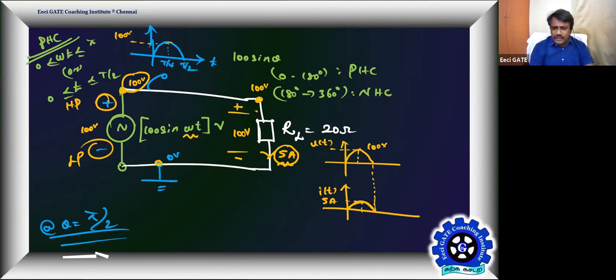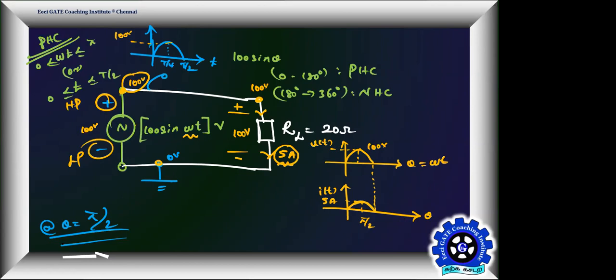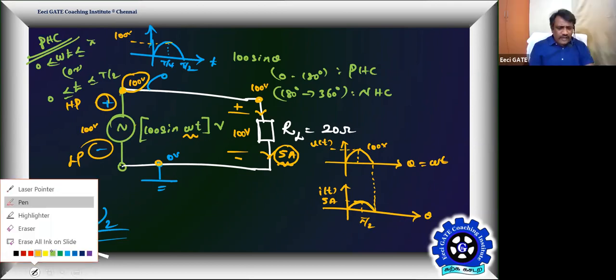So the current through the load resistor is going to be the same as your input waveform, but its magnitude is a current with a peak value of 5 amps at theta equal to pi by 2. Is everyone getting this? All of you following, right? Yes, sir.